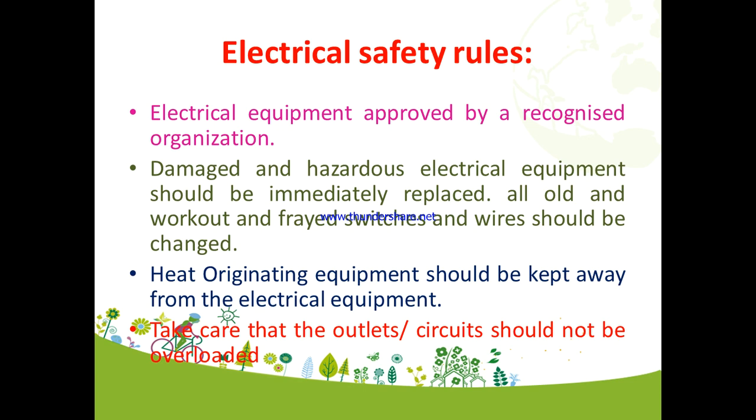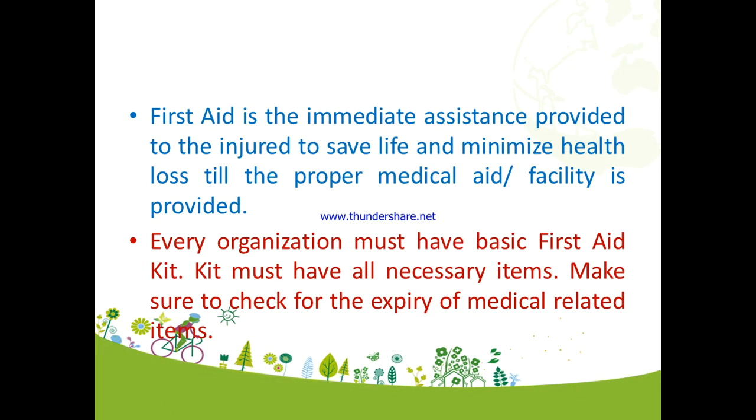The first one is electrical equipment approved by a recognized organization, like the ISI mark. Second point is damaged and hazardous electrical equipment should be immediately replaced. All old, worn-out and frayed switches and wires should be changed. Heat-generating equipment should be kept away from electrical equipment. Take care that outlets and circuits are not overloaded.